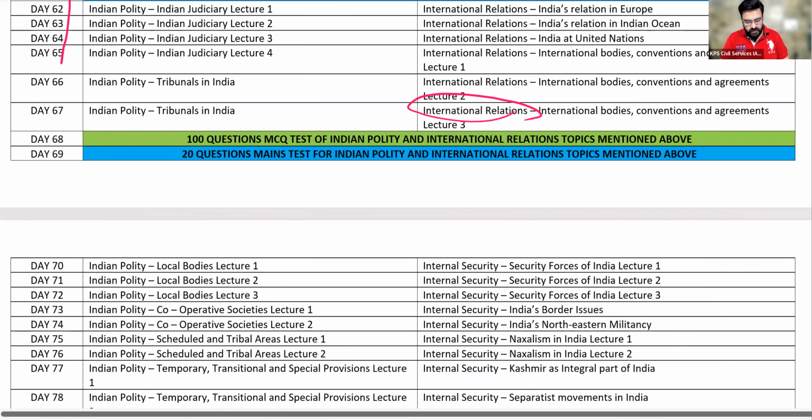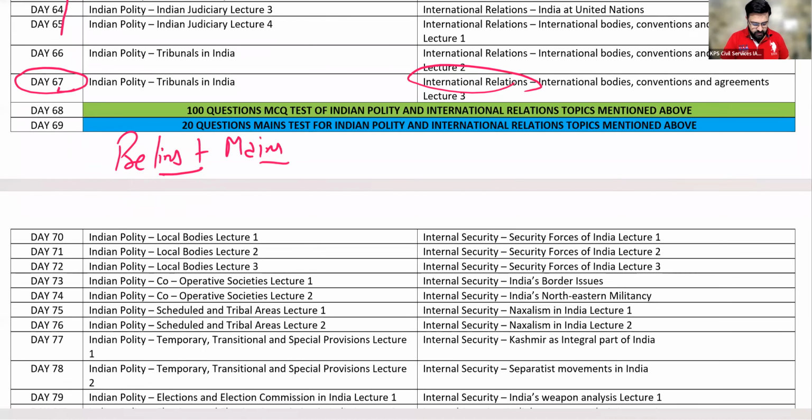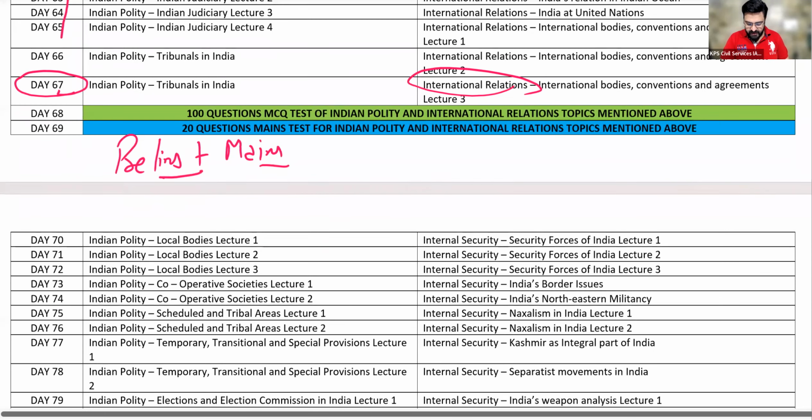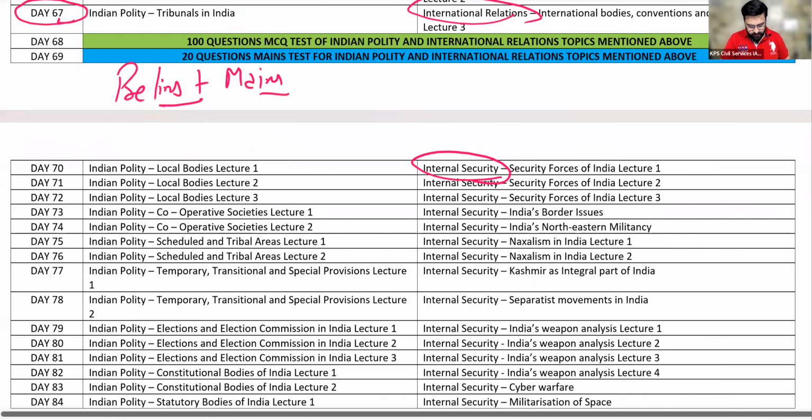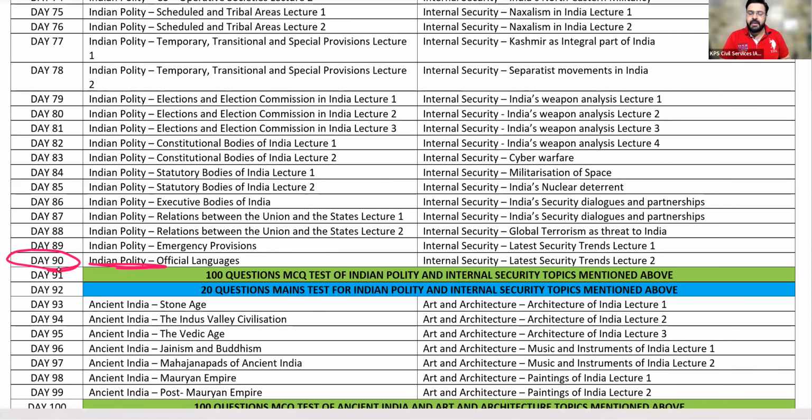So international relations also comes to a conclusion on day 67. But the polity goes on because we are covering it in great detail for the prelims and the mains exam. So this is one of the reasons. Then we will be starting internal security, and Indian polity is still on. By day 90, we will be done with Indian polity and internal security. So this would mark the end of Indian polity and 3 other subjects.